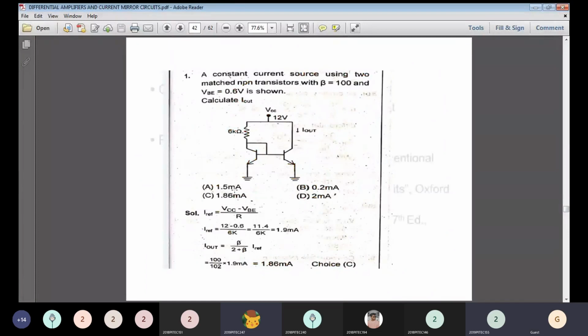So what happens? Apply Ohm's law, V divided by R. V means VCC minus VBE. So I reference is equal to VCC minus VBE divided by R. The VCC value is mentioned as 12 volts and VBE is 0.6 volts, which is given here.